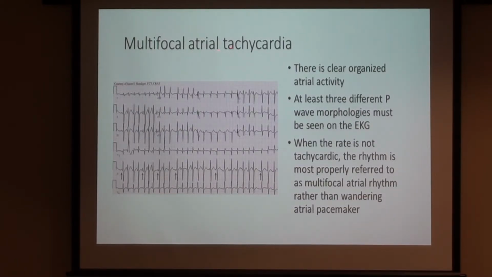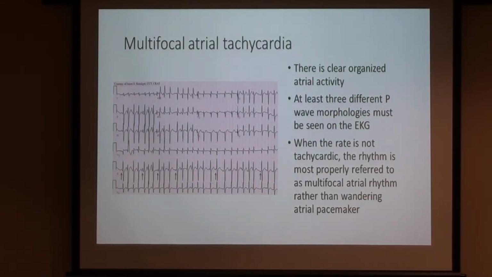So MAT, multifocal atrial tachycardia, is a condition where various places within the atria are trying to be the pacemaker. It almost always happens in people with underlying lung problems. There is clearly organized atrial activity, and this is the difference between it and atrial fibrillation. If you look on the rhythm strips, you can see these P waves marching along, and they're before every QRS. There's no question about it. That's atrial activity that is organized as opposed to disorganized with atrial fibrillation.